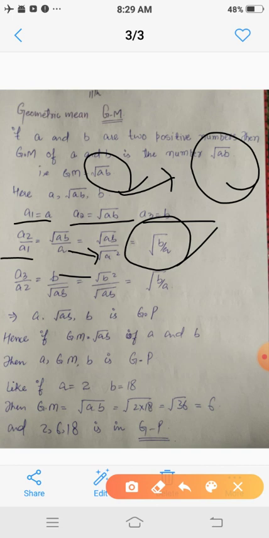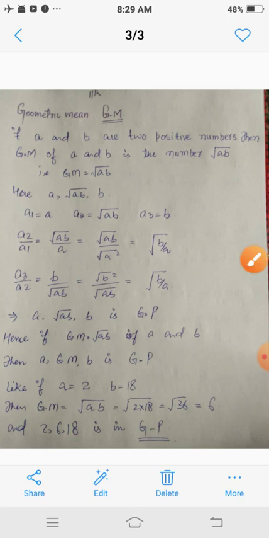Like if we consider a equals 2, b equals 18, then the geometric mean between these two numbers is root ab, that is root 2 into 18, which is root 36, that is simply 6. Here this sequence 2, 6, 18 is always in geometric progression, that is, it is always a geometric sequence.